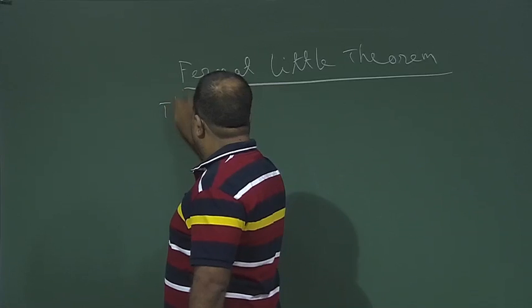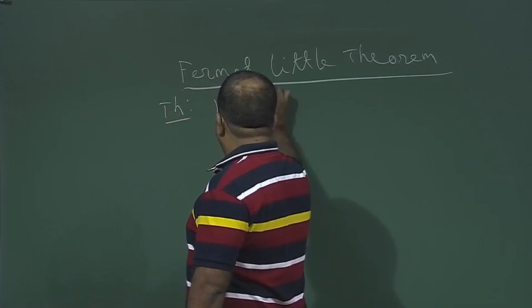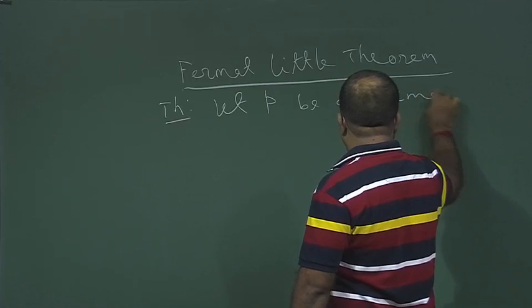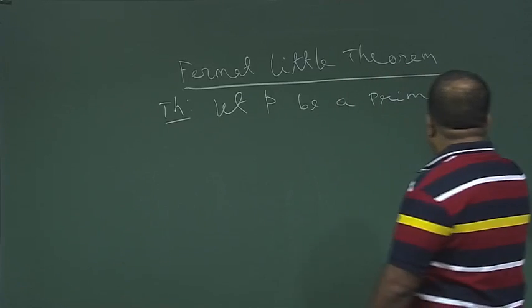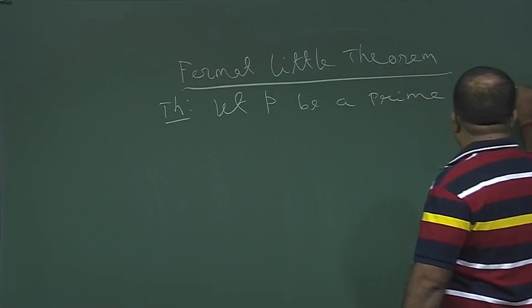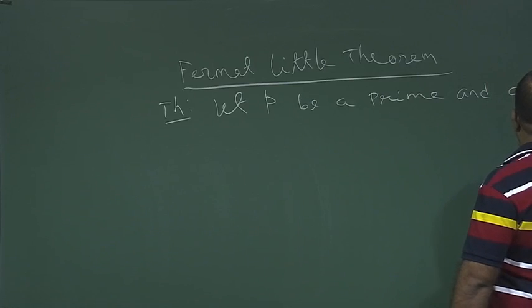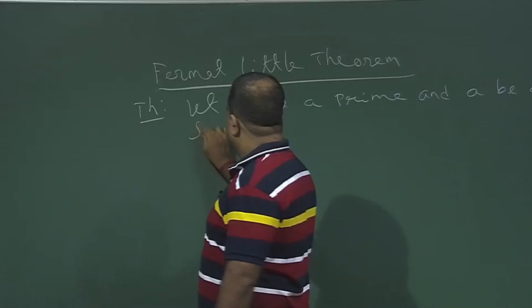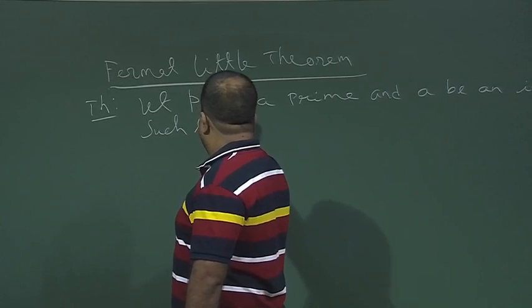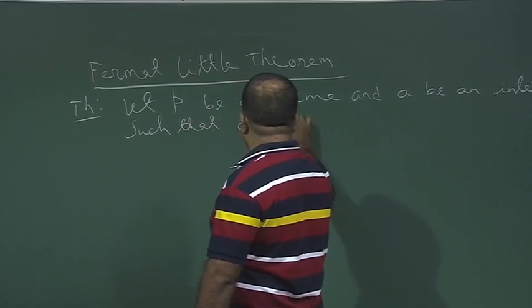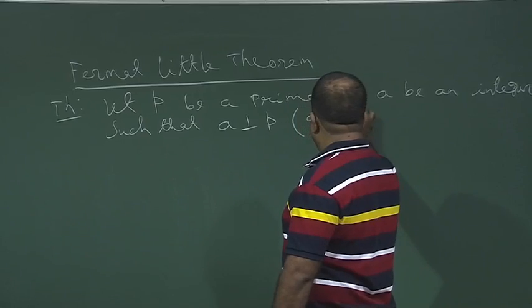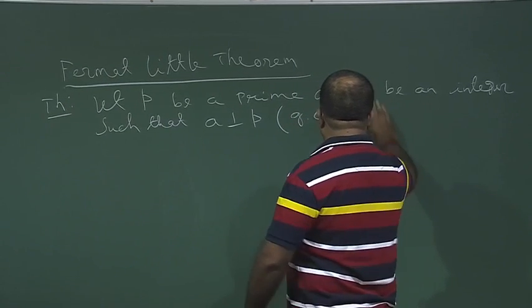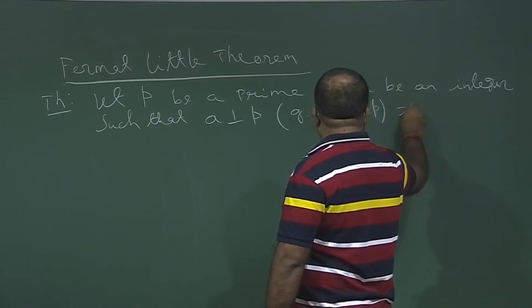Let P be a prime and A be an integer such that A is co-prime to P. That means the GCD of A and P is 1.